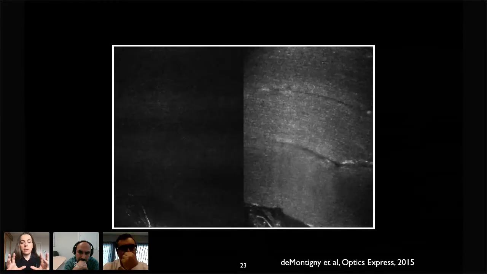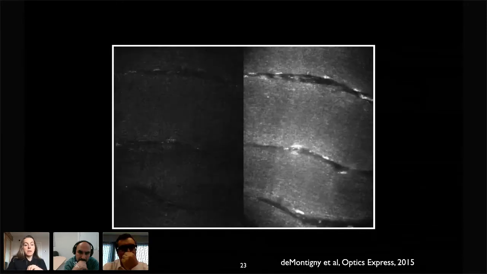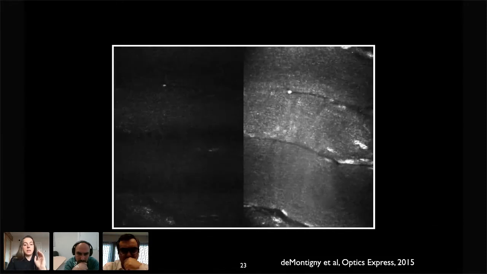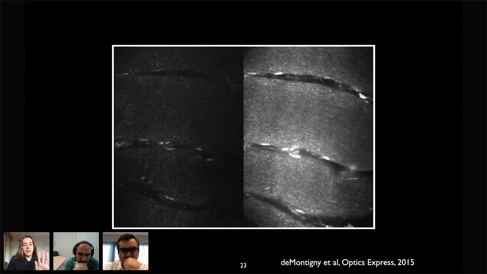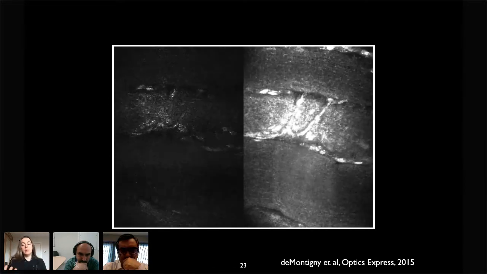So these are confocal microscopy images of skeletal muscle. On the left, the image from the single mode fiber. On the right, the image with the double clad fiber.